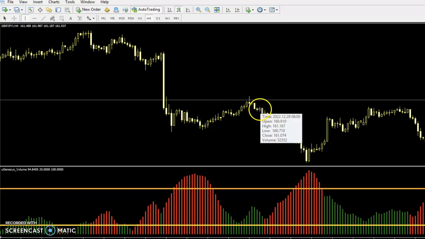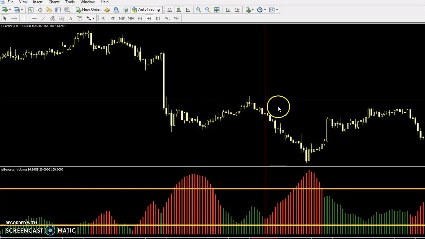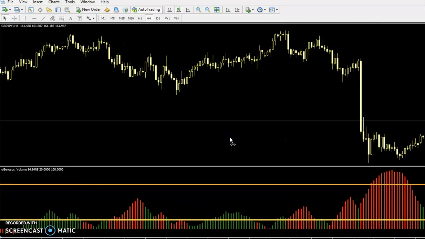Let me see if we can mark this one up as well. All right, close enough. Very good. So this is where our sell trend started. As you can see, our red histogram is above our golden line. And remember, this shows you that there's enough volume in the market so that you can start trading. This trade went all the way down here, and then a buy trade started. So yeah, guys, it's a very good volume indicator for beginners.